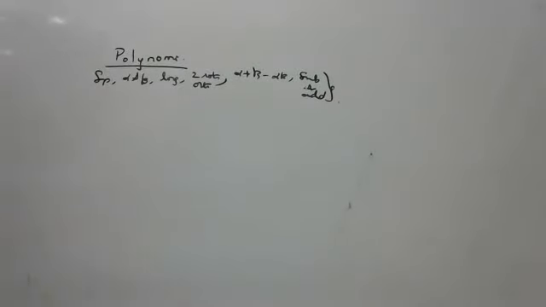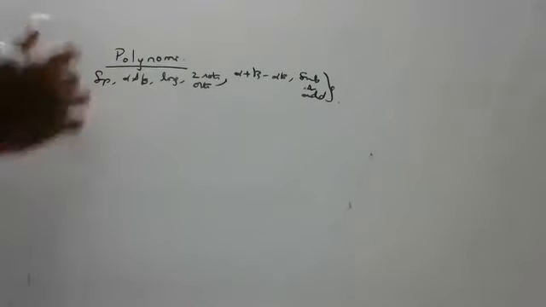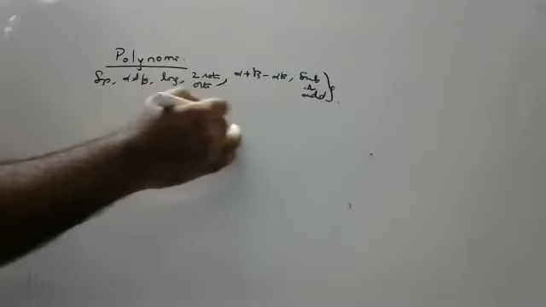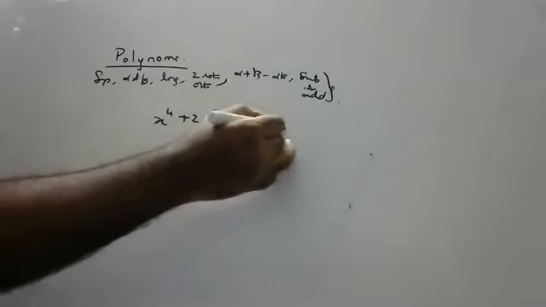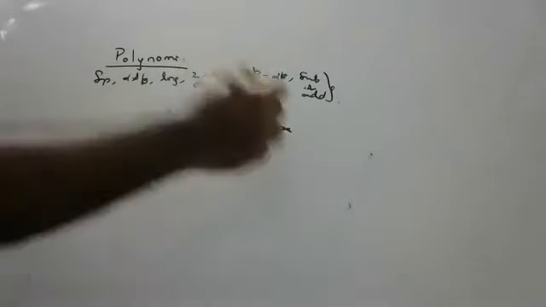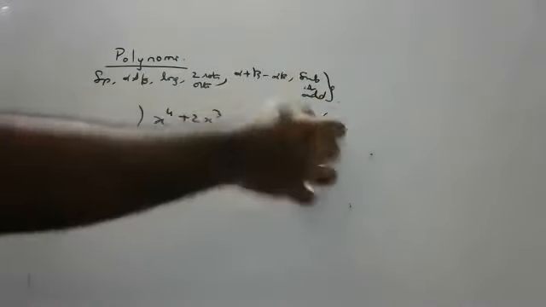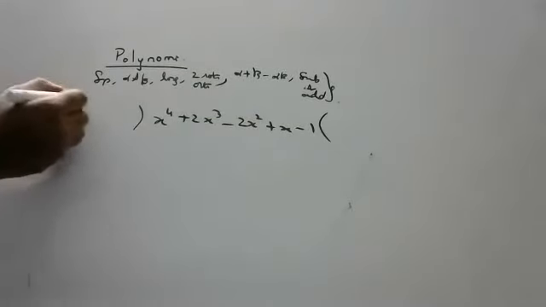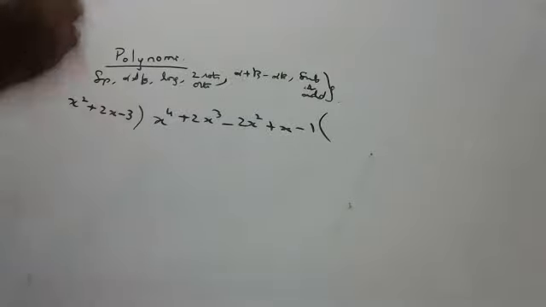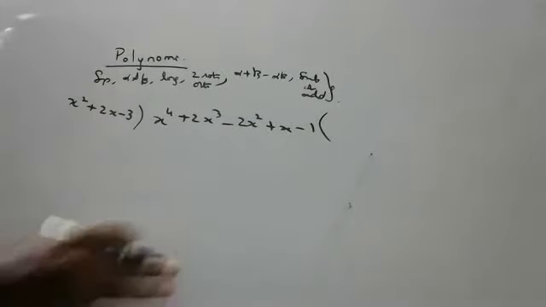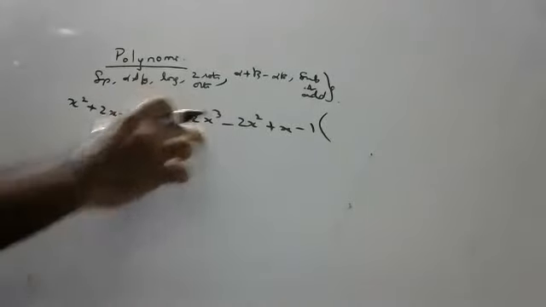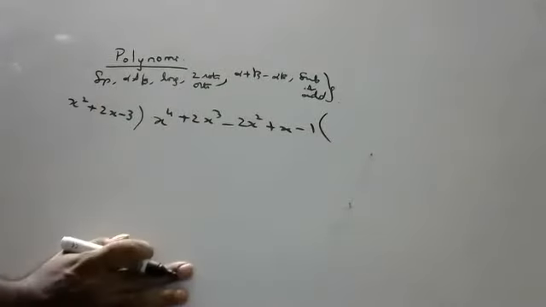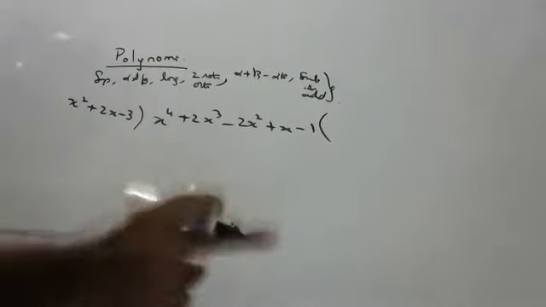First sum. What must be added? Okay, children. 2x to the power of 4 plus 2x cubed minus 2x squared plus x minus 1, so that it is divisible by x squared plus 2x minus 3. This is the question. What must be added to this? What should we add so that it is exactly divisible by this? That is the question. So you will get some remainder, no, children.